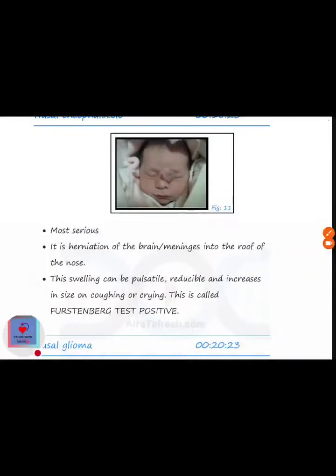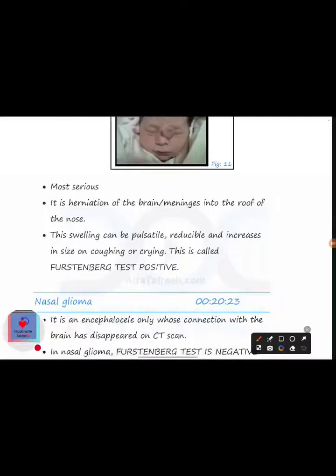So in encephalocele, there is herniation of the meninges of the brain and the brain structures into the roof of the nose. So how can you test it clinically, that is, whether there is any connection with the brain or meninges or not? How will you detect it?